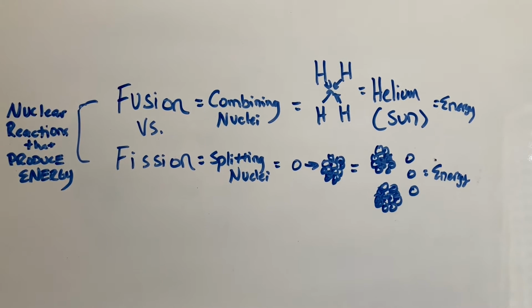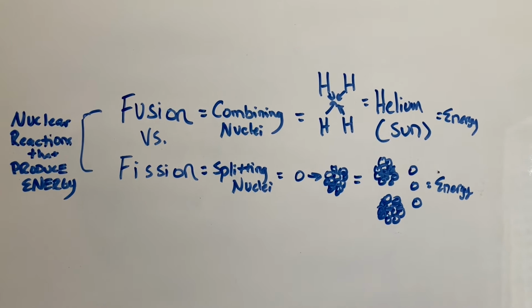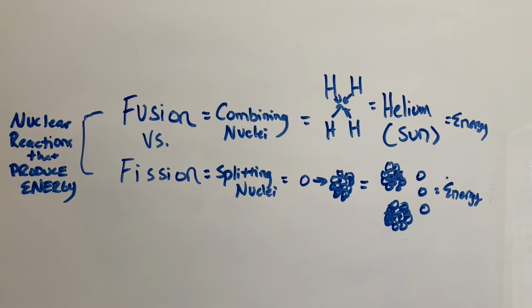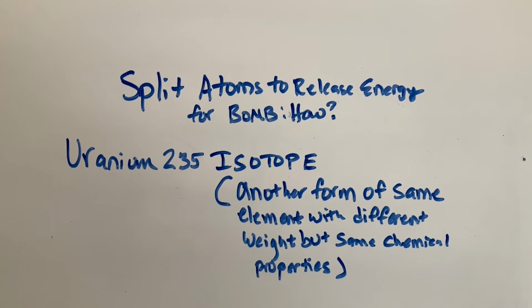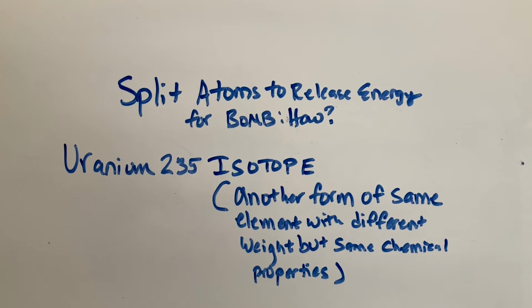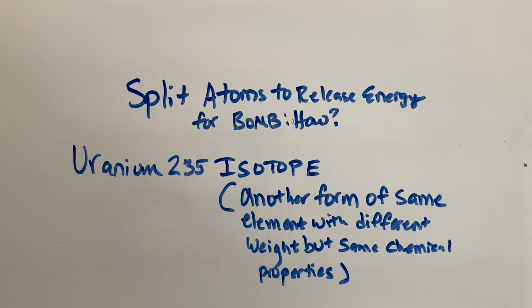Fission is the splitting of nuclei, and this is the process that we're concerned with when it comes to creating the energy for an atomic bomb. Okay, so now we know that we're splitting atoms to release energy for the atomic bomb. But how does this work?